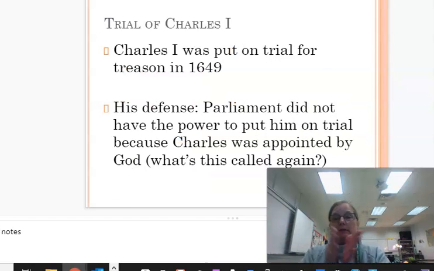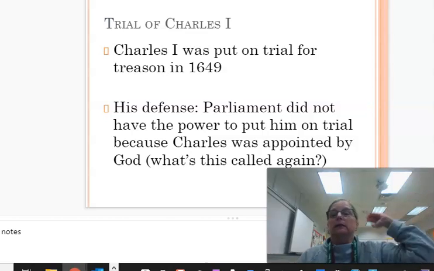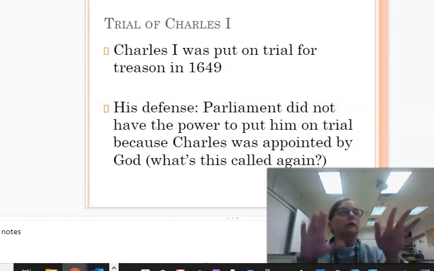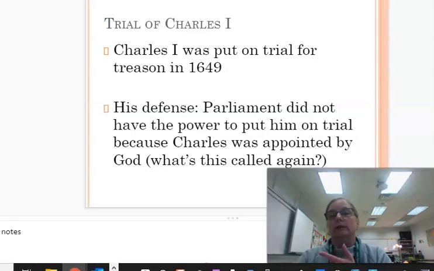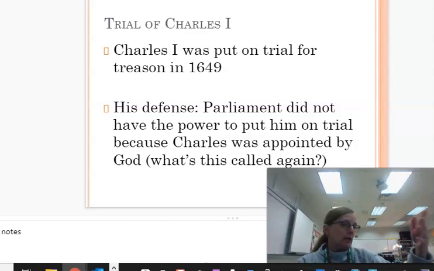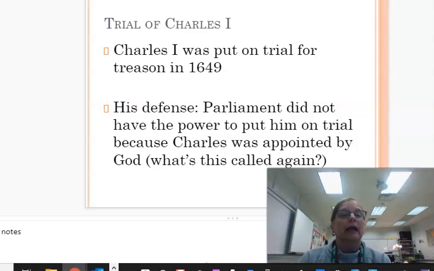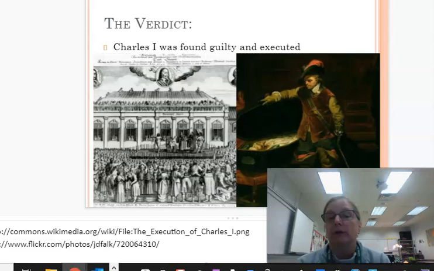So that's a key event. The trying to arrest the leaders, civil war, Charles is defeated. Then another key event is Charles I is put on trial. Of course, he says, I rule by divine right. You can't put me on trial. But the English put him on trial for treason. And I'm betting we can tell what the verdict is. He is guilty. He is executed. So now England has no king.